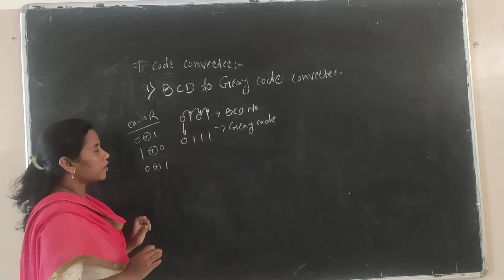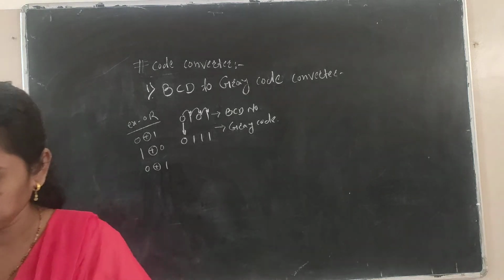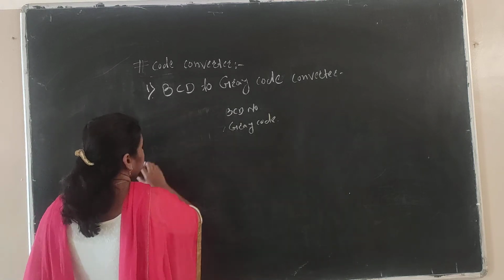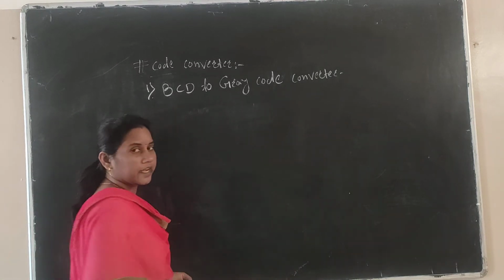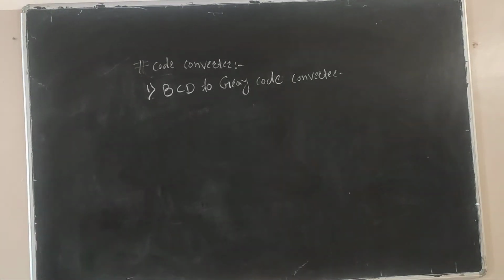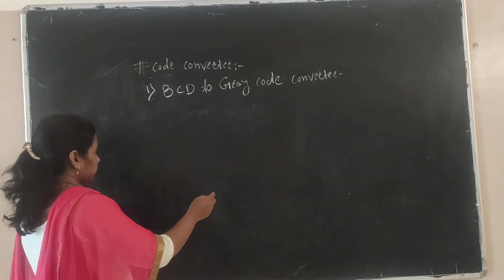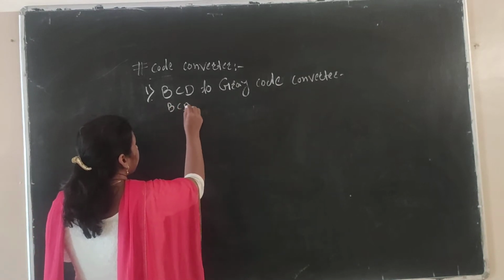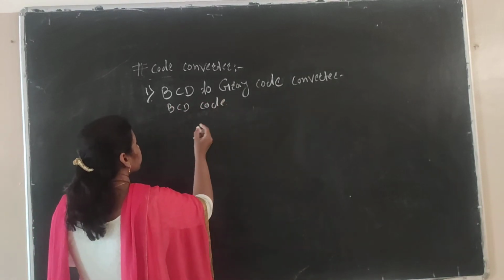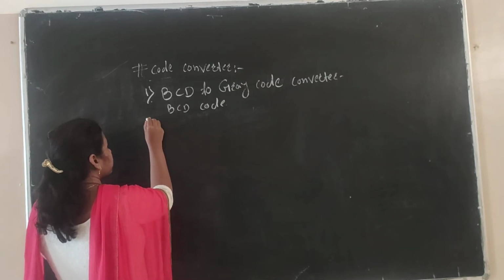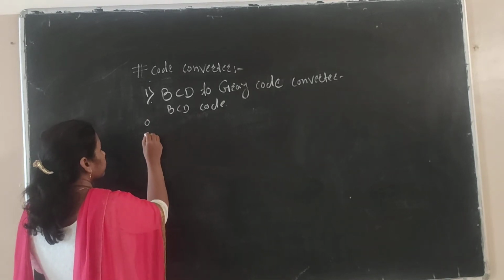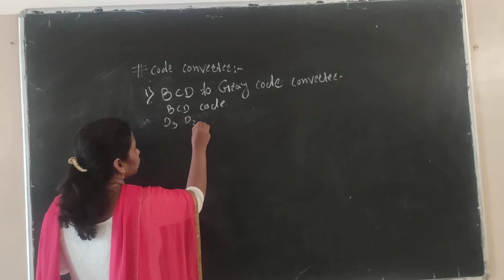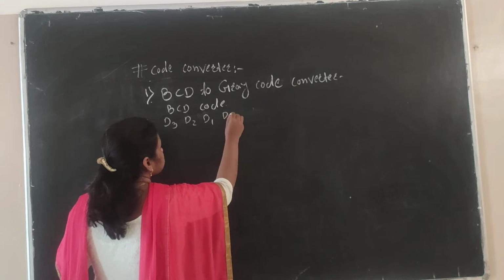Okay. Now first we will see the truth table for this and then go for the logic implementation, the realization using gates. First, the BCD code. This BCD code we have from 0 to 9. First we will see the D3 bit, D2, D1 and D0.